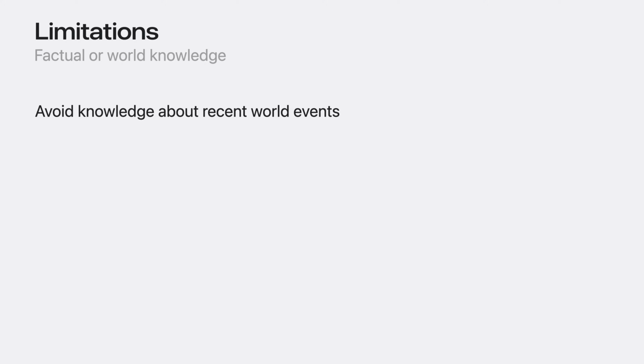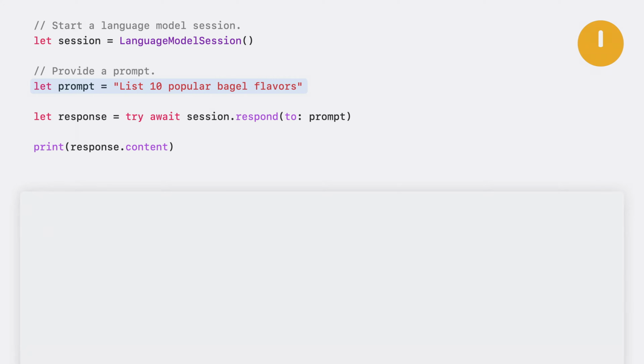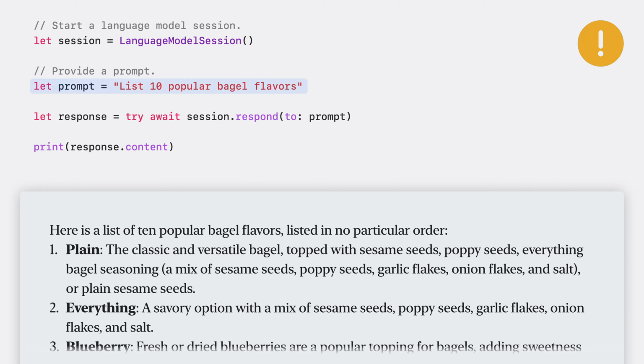For example, the model won't know about recent events that occurred after its training date. Don't rely on the system model for facts unless you've thoroughly verified that the model knows about a specific topic, like bagels. I'll ask the model to list out 10 popular bagel flavors. And this is what the model produces from my prompt. It's clear the model knows bagels, but it describes a plain bagel as having a ton of toppings, which is incorrect. This model shouldn't be used as a bagel encyclopedia because it's not fully accurate.